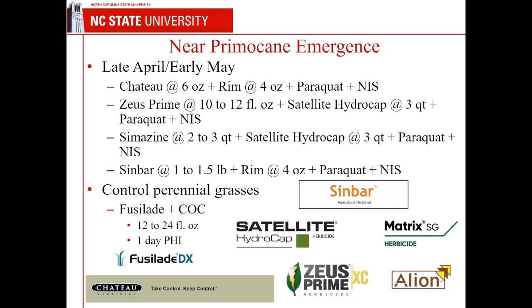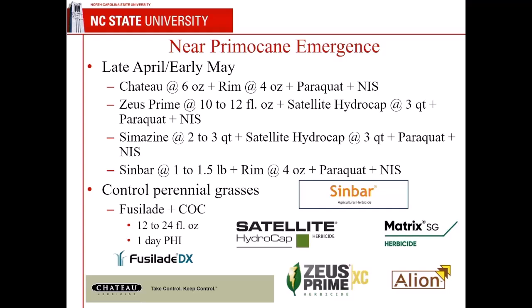The nice thing about Zeus Prime is it's sort of like Simazine on steroids. You get more activity. The nice thing is if you have nutsedge, it's a very good nutsedge herbicide pre-emergence wise. So it does a really nice job, good residual activity, and that's one that probably needs to be utilized a little more than it is. And it's got labels not only in caneberries, but it also has great labels in apples and grapes. And then Simazine with Sylite Hydrocap would be an option.